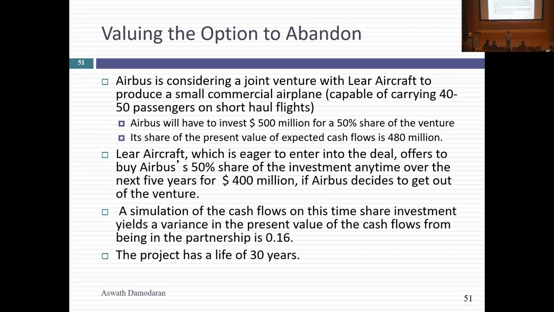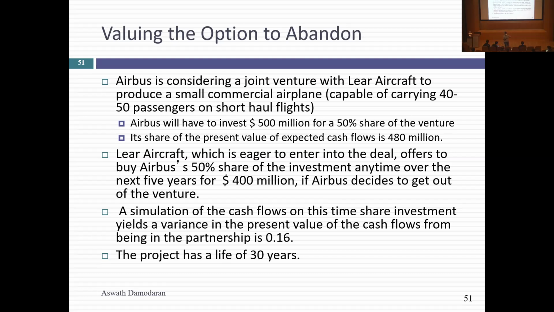So I come to you with a joint venture proposal. I'm going to put in $500 million, and you're going to put in $500 million. So it's going to be 50-50, and we're going to produce these commercial aircraft. You as Airbus decide to check out the numbers. You're investing $500 million. You project the cash flows you'd make from this joint venture, and let's say the present value of the cash flows is $480 million. Let me pause right there. You're investing $500 million, you get back $480 million. That's a negative net present value project, right?